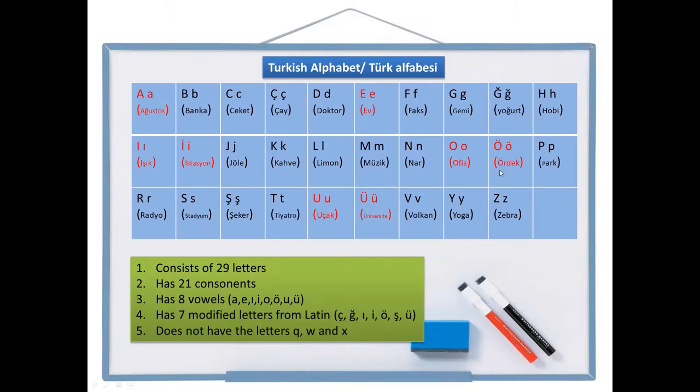For example, Ö and Ü have dots on them. Ç and Ş have tails. And one of the letters even has a hat. Yumuşak G, soft G. Okay, now let's take a close look at the alphabet.